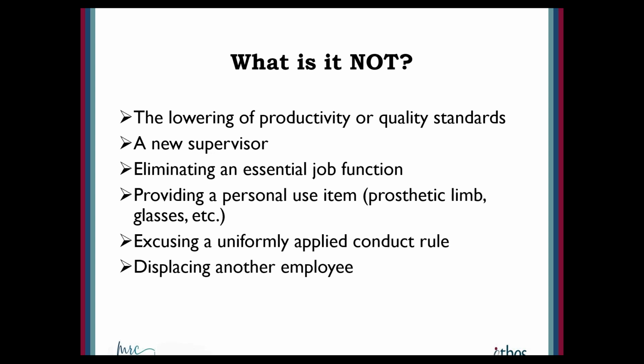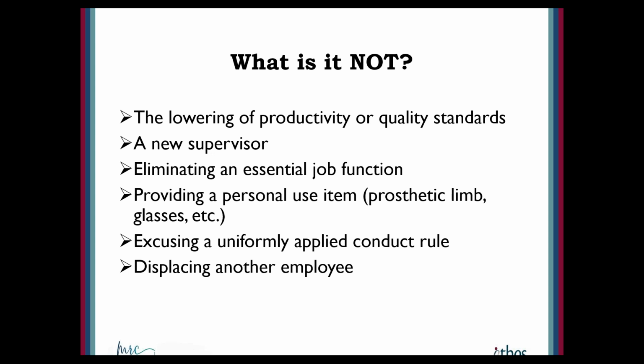Or if somebody says, my supervisor is stressing me out, I need a new supervisor, sorry, not an accommodation. The law will not require you to replace a supervisor or to replace any employee. Or if it's a request to eliminate an essential job function, not an accommodation. Or providing a personal use item such as a prosthetic limb or glasses. Glasses comes up a lot with employees who are having difficulty seeing. Providing a medical device is not an accommodation. That's something that's on the employee to provide. Or excusing a uniformly applied conduct rule or displacing another employee, as you mentioned. The law is clear that these are not accommodations that the employer even needs to entertain.